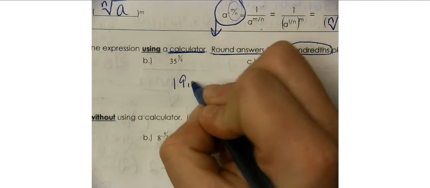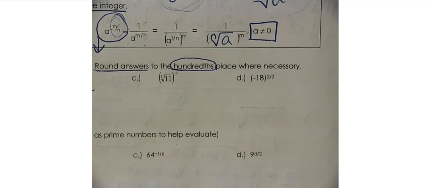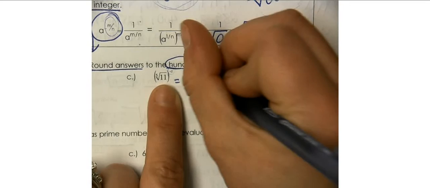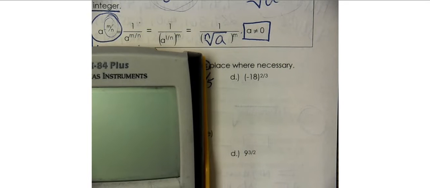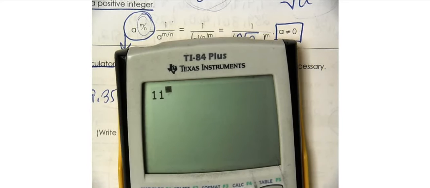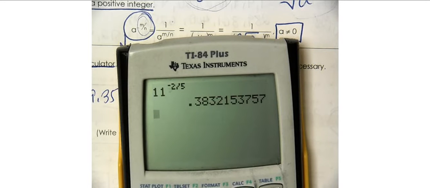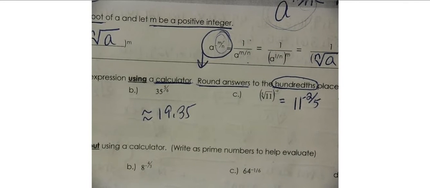For letter C, this is given to us using roots. So that means that in order for us to use our calculator, we're going to have to change it to fraction exponents. Remember that the number that's your exponent on the outside is your numerator, and your denominator is your root. So this is 11 to the negative 2/5 power. So I'm going to take 11 and raise it to the negative 2/5 power. And I end up with 0.38 as my answer. I'm going to put a little approximately in front of my answers. Approximately 0.38.